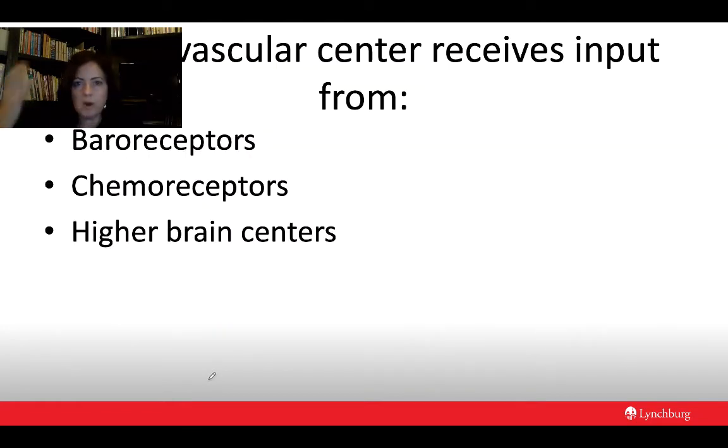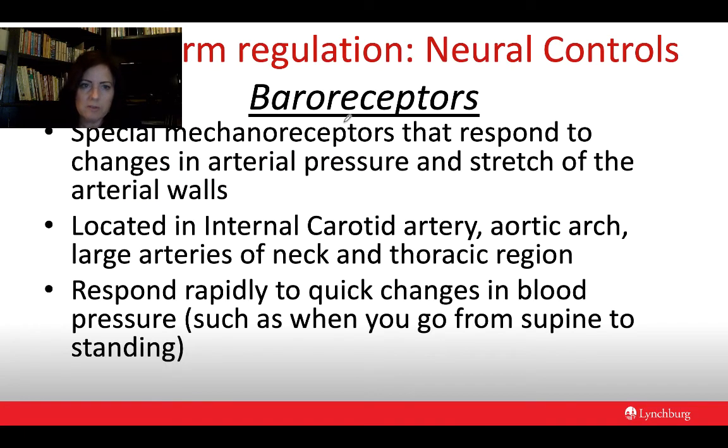So what's telling the brain what to do? What's giving information to the medulla so that it can make adjustments as needed? Well, we've got different types of receptors that play into this. We've got baroreceptors, we've got chemoreceptors, which we know respond to chemicals, and then we also have higher brain centers, and we'll talk about what type of information they give. So baroreceptors to start.